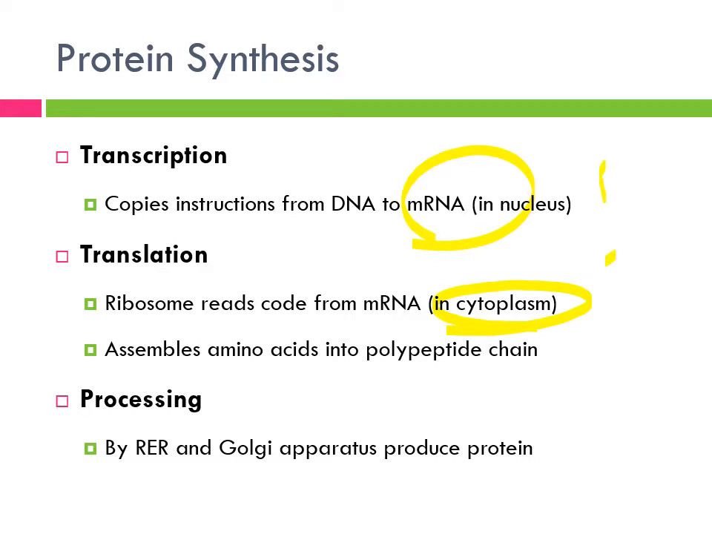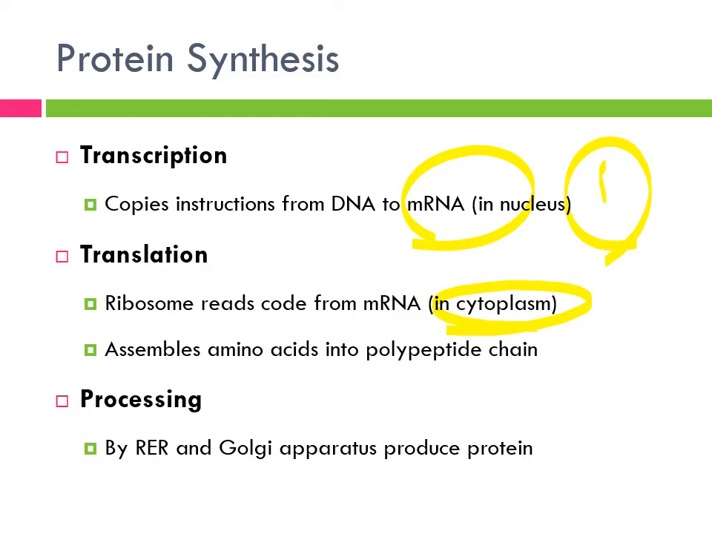So in the nucleus, the first thing that happens is we are making a copy of the instructions from the DNA into the messenger RNA. Then the messenger RNA is going to leave the nucleus and go out into the cytoplasm. And so now the messenger RNA is in the cytoplasm and it contains the copy of the DNA instructions.